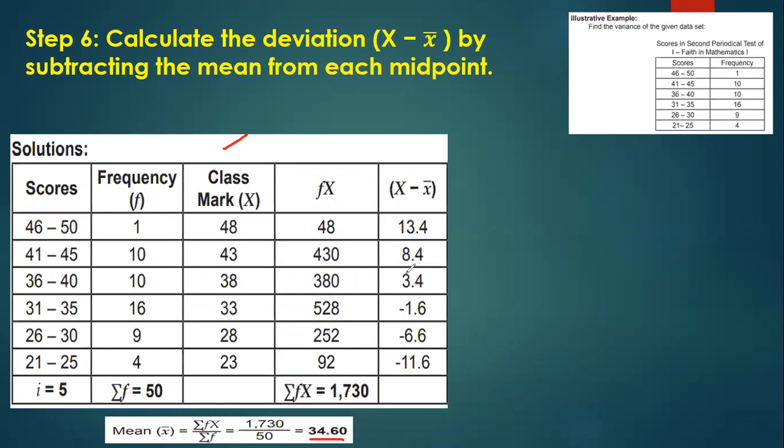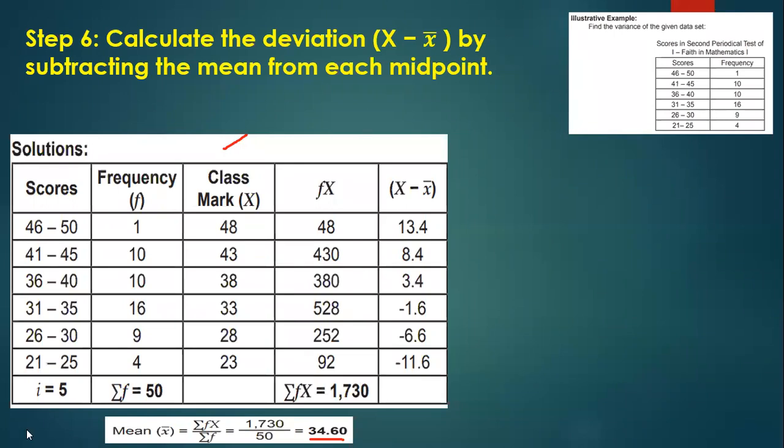Okay, did you get it? How to get this one? Calculate the deviation, x minus x bar. You need to subtract your mean from the class mark.